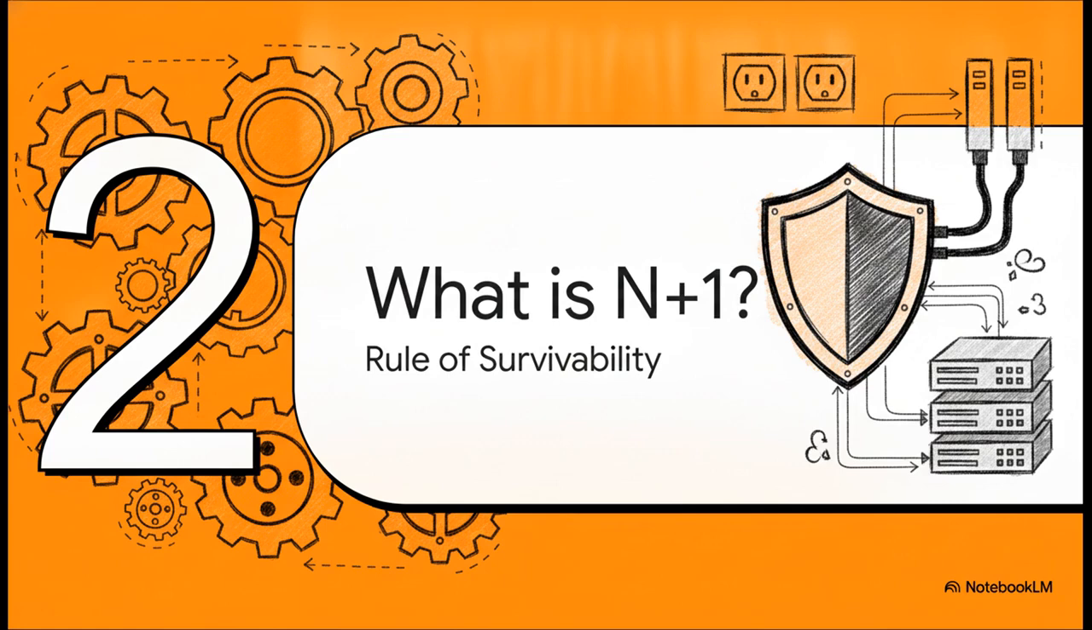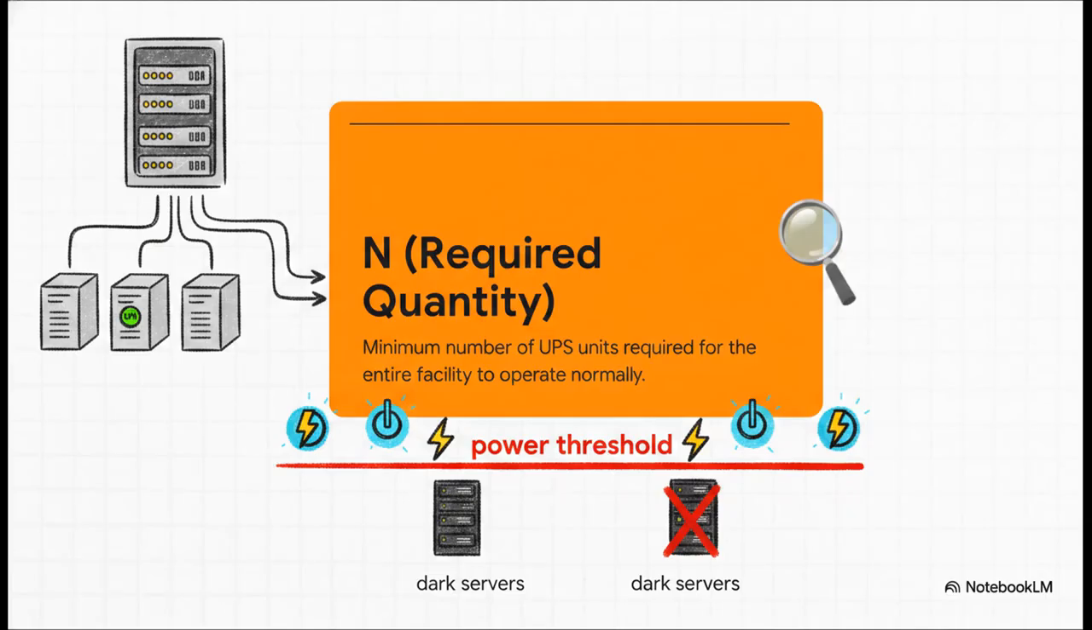This is basically the golden rule of survivability. First up, we have the letter N. This stands for your required quantity. It's the absolute minimum number of UPS units you need for the entire facility to operate normally under a full load. So the crucial point here is that N represents the non-negotiable baseline of power. If your capacity ever drops below N, well, your servers are going dark.